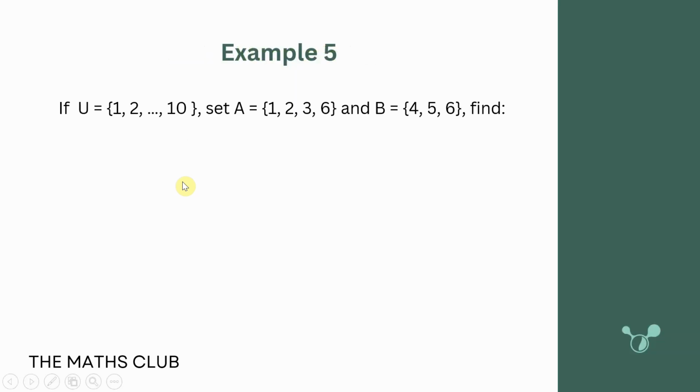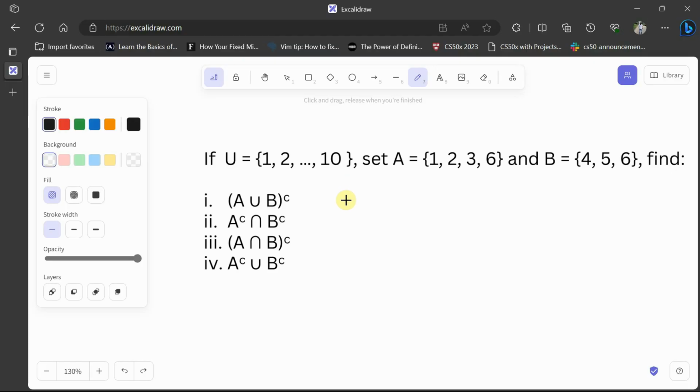Now we have a universal set that contains numbers 1 to 10. We have set A which contains numbers 1, 2, 3, 6. Set B which contains 4, 5, 6. And we should find these. So I'll solve I and III. You solve II and IV, and then we can compare our answers. So we're trying to find (A union B) complement, A complement intersection B complement, (A intersection B) complement, and A complement union B complement.